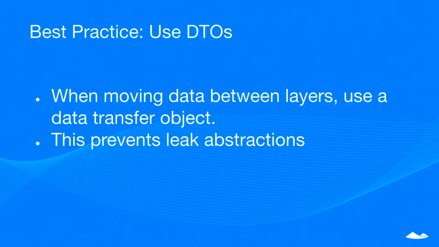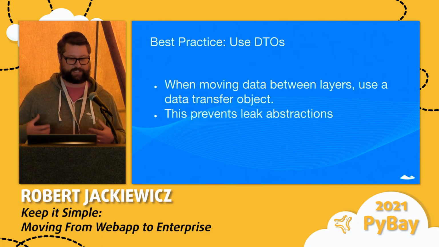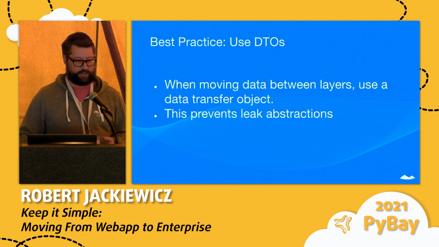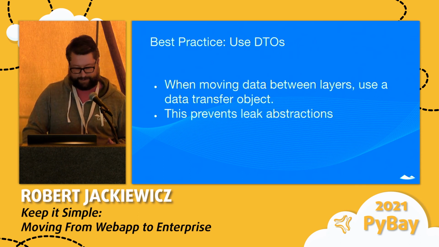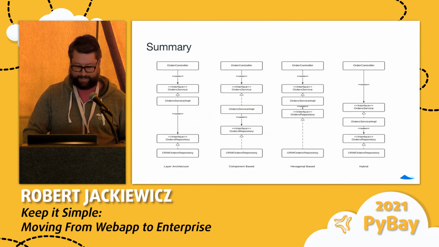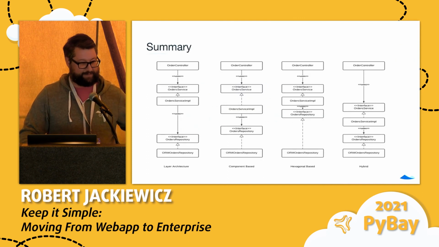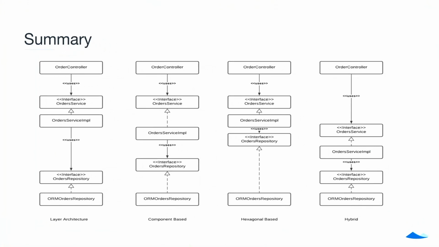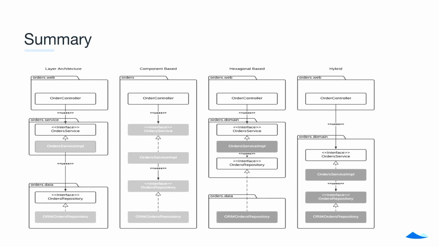Another best practice is using data transfer objects between layers because you don't want to leak abstractions. Do you do this all the time? Not really. It's really if you need to, if you want to protect your layers. And this is just a DTO example. Data classes are great for that. And you can see here that I have the same components in all three architectures. The first one's layered. Then I have component-based, hexagonal-based, and hybrid. And I just moved around the components, but the same components exist everywhere. And this is just a way of organizing your code.